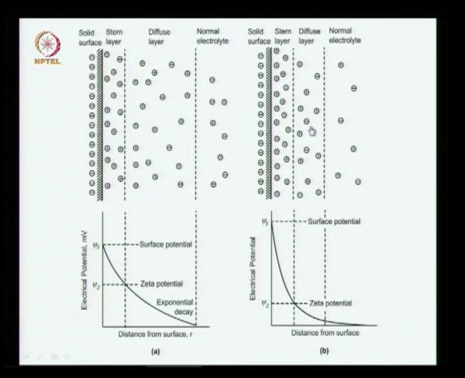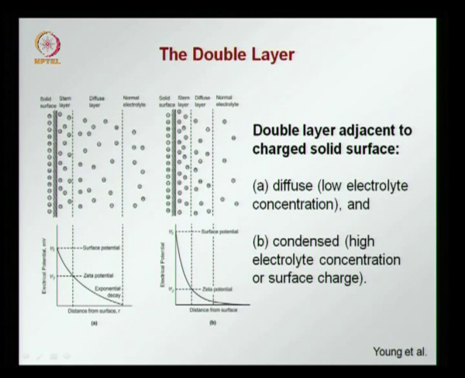relatively thin diffuse layer, leading to a low zeta potential. So surface potential is high but the decay is very rapid and the zeta potential is much lower. So we see here this double layer which occurs adjacent to the charged solid particle. We have a diffuse layer which we saw here with a low electrolyte concentration. In the case of a condensed double layer we have a high electrolyte concentration or a high surface charge or surface potential.